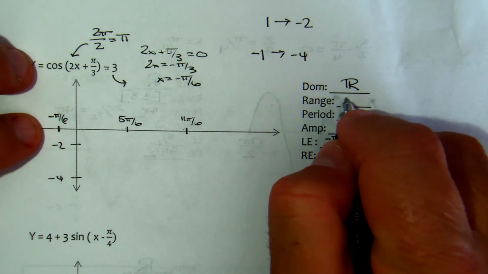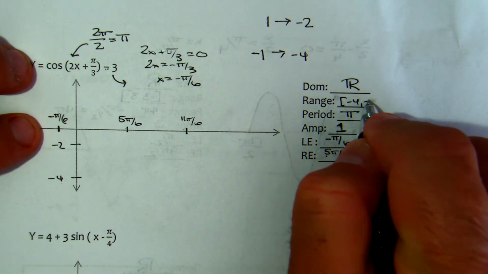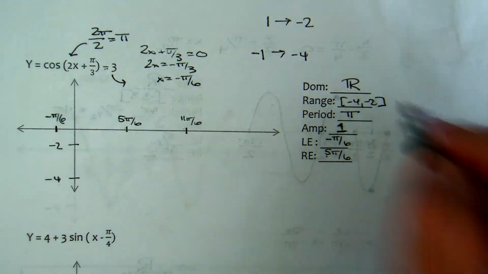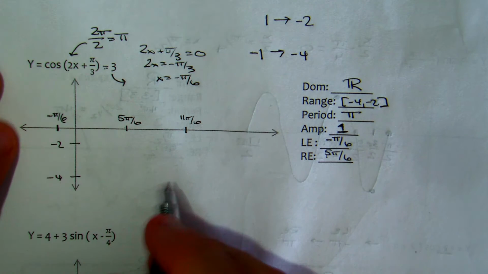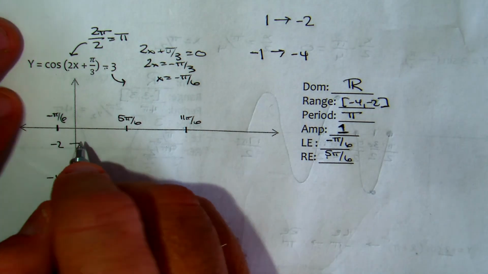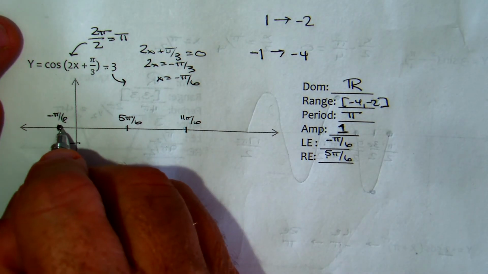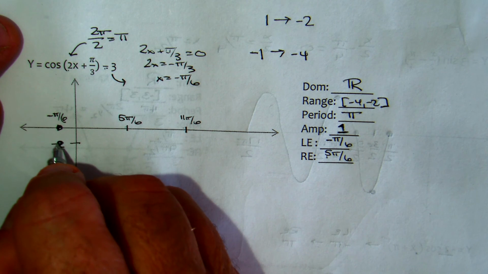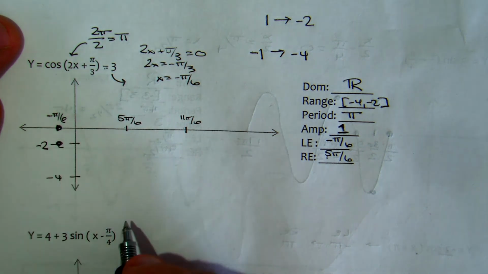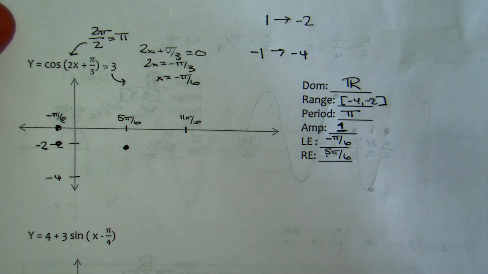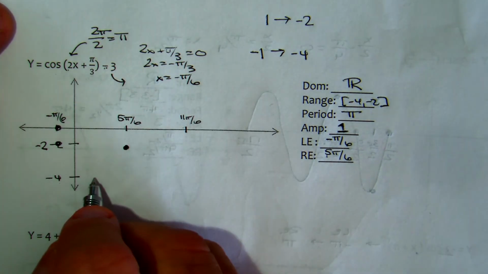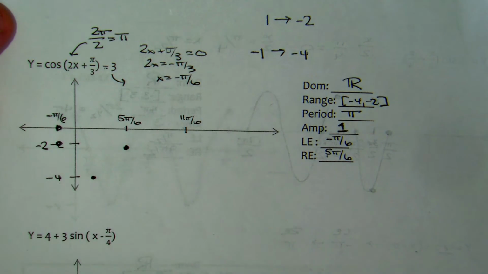My range is negative 4 to negative 2, based upon the minus 3. All right, it is a cosine, so we're going to start at our max. At negative pi over 6, we're going to start at negative 2. At 5 pi over 6, we're going to return to our max. Halfway between them, we're going to be at our min. And the other points, we would be at 0.